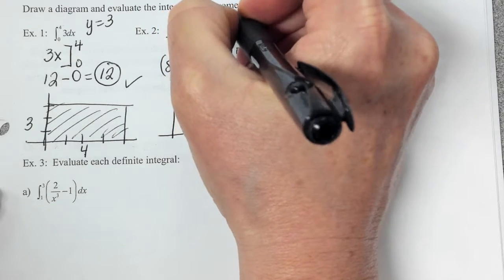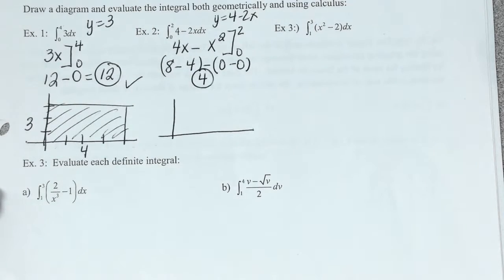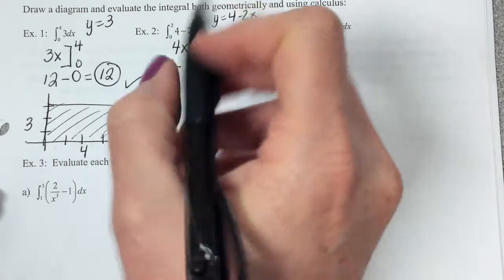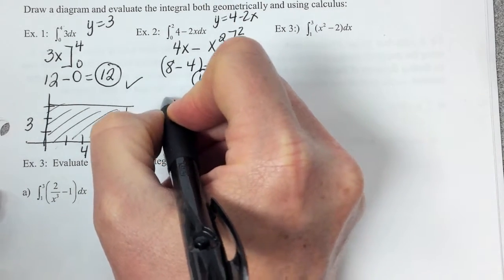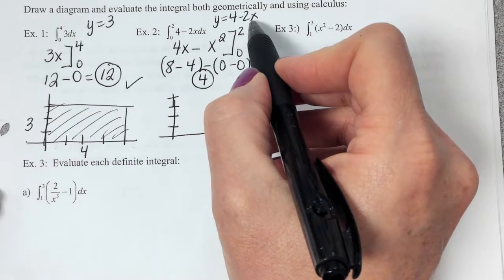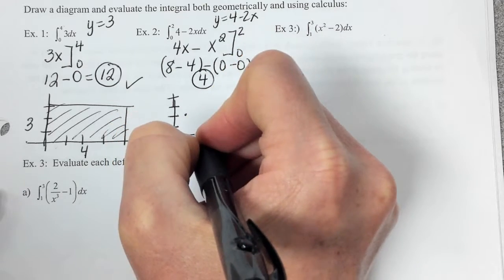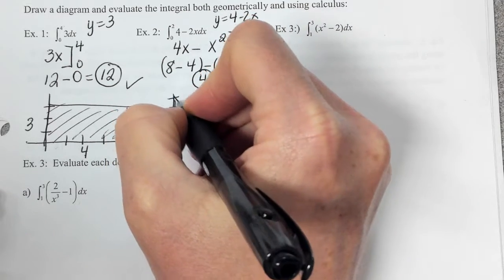Our function would have been y equals 4 minus 2x. What kind of function is that? How would I graph that? Do I know how to graph y equals 4 minus 2x? What kind of shape it would end up being? It's a line, you guys. What's the y-intercept of the line? 4. So I would go up to 4. And then what's the slope of the line? Negative 2. So I'd go down 2 over 1. This is the shape that we're talking about.